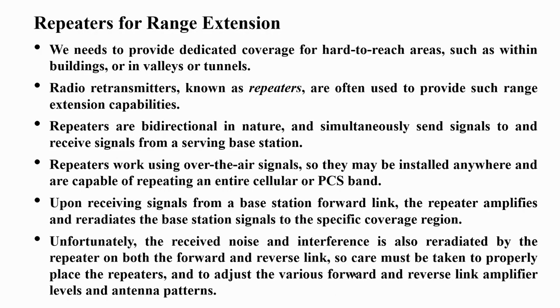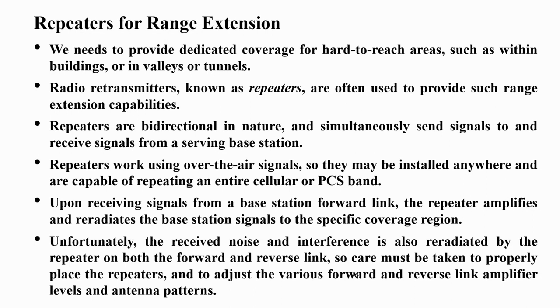And the third way to increase the capacity is repeaters for range extension. In electronics we might have studied about repeaters. Repeaters receive the signal, hold a copy, and amplify the signal. The same function applies here. In order to provide coverage over a longer distance, we use radio retransmitters, normally called repeaters. These repeaters are used for range extension. Repeaters are bidirectional in nature. Normally, they receive the signal from the base station, amplify it, and transmit it to the users.